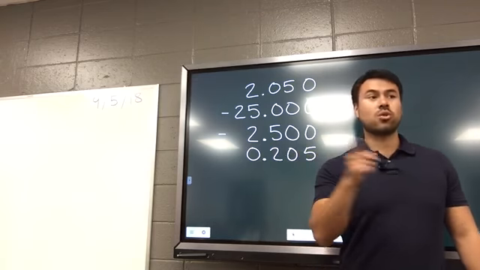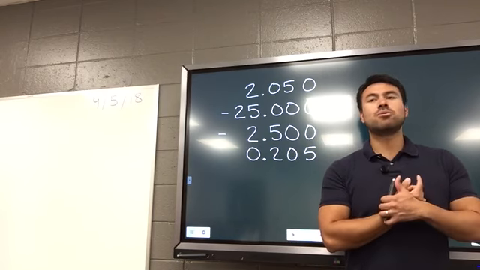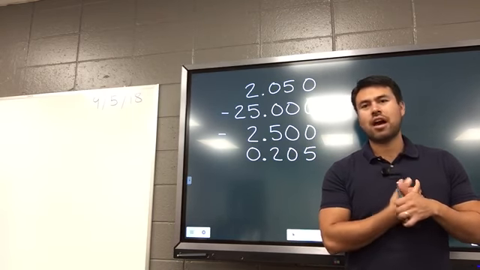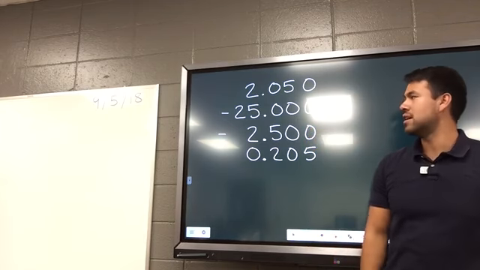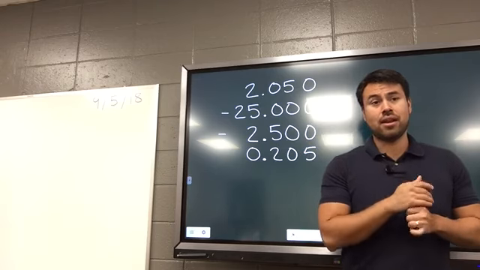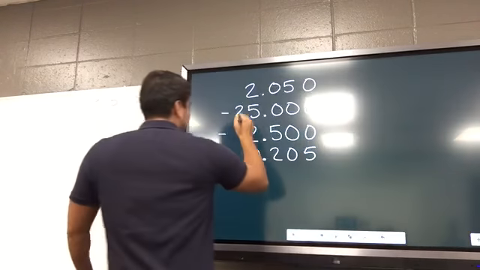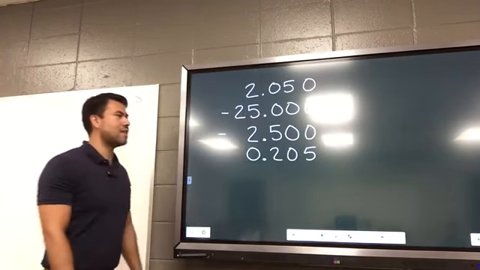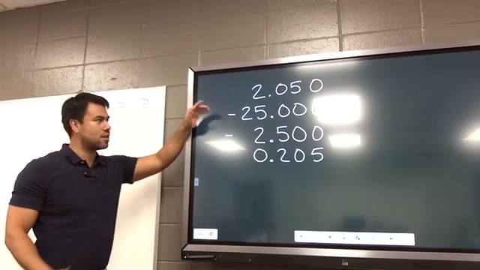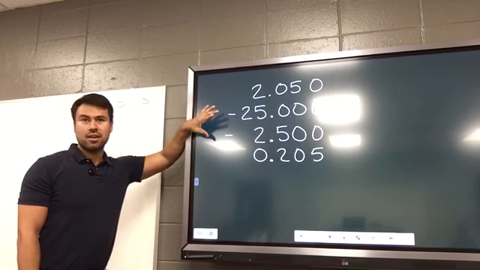I'm going from least to greatest. Which numbers should I consider first? Automatically, I should start thinking about these, even without comparing. Right? The negatives. These two got to come first, because if they are negatives, they should be further to the left. But which one should come first?